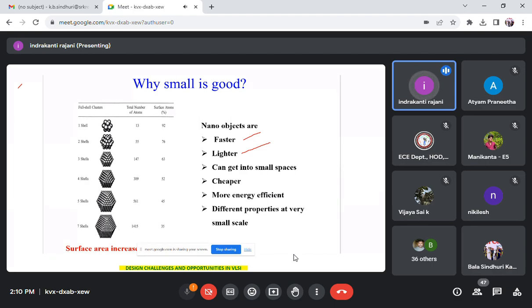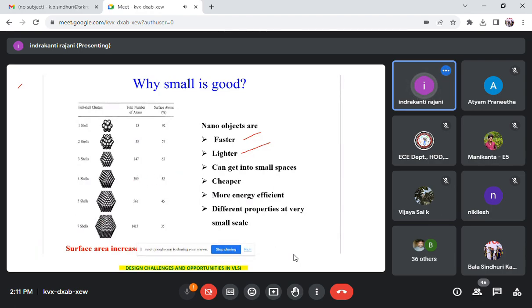So the number of shells is decreased. The total number of atoms is decreased, but the number of atoms on the surface is increased to 45. As the number of shells decreases, the size of the shells decreases. So the total number of atoms inside the ball is decreased, but the surface atoms are increased.